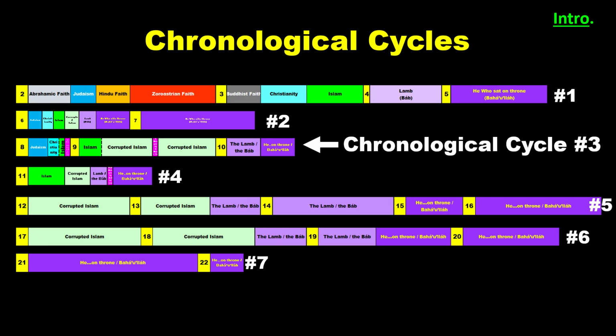The fourth cycle, chapter 11, all by itself, begins with pure Islam. Again, that's the green box. The fifth cycle begins with corrupted Islam, that's the light green, and it contains chapters 12 through 16. The sixth cycle, with corrupted Islam again, contains chapters 17 through 20. Chapters 21 and 22 are the seventh cycle, which begins and ends with He who sits on the throne, Baha'u'llah, the Messiah of the latter days. That's why it's all purple.